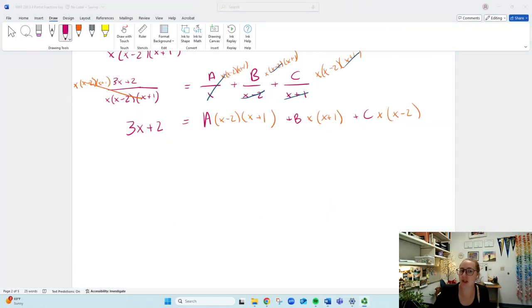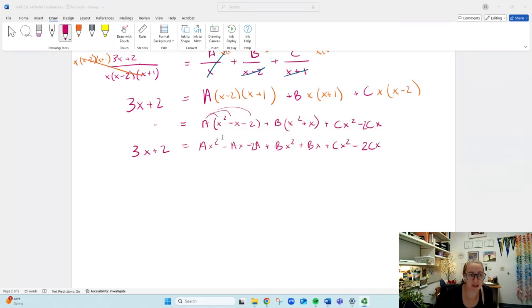Now I'm going to start distributing everything that is in parentheses along with my a's and my b's and my c's. And I'm going to leave this 3x plus 2 over here on my left-hand side. Okay, now that I have it written like this, I am going to compare my coefficients. So for example, right here I have a 3 that is in front of my x. And so I know that here is an x term over here, negative ax, and plus bx, and minus 2cx. Those are all my x terms.